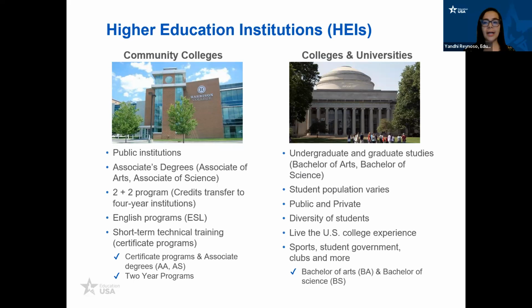Once you finish an associate degree at a community college, if you want to get your bachelor's degree, if you want to get a licenciatura, you most likely will be transferring to a 4-year institution so you can finish your bachelor's degree. This is called a 2+2 program.